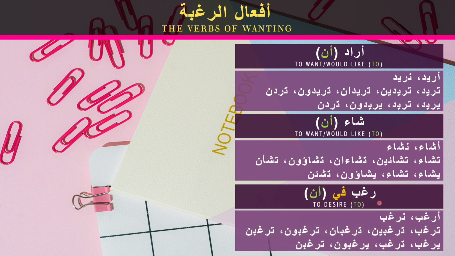Okay, then the next verb, to desire. To desire in the most standard Arabic, رغب في, to desire to, رغب في أن. Now this is how the verbs to want, to would like, or to desire look in the most standard Arabic. In today's spoken dialects, we don't really use all of them. رغب is used almost exclusively in modern standard Arabic, so let's focus on the ones highly used in today's spoken dialects.